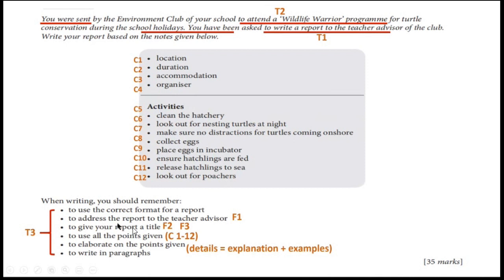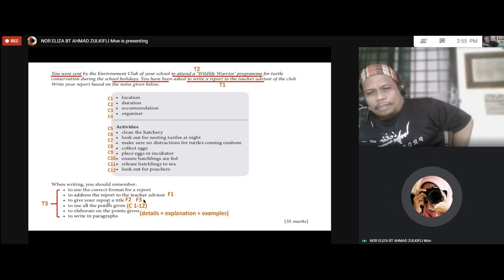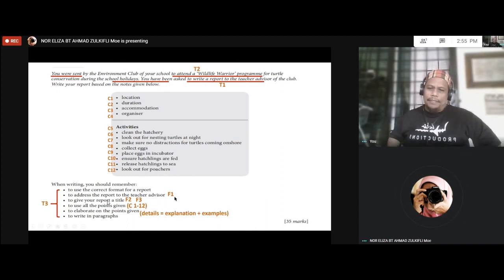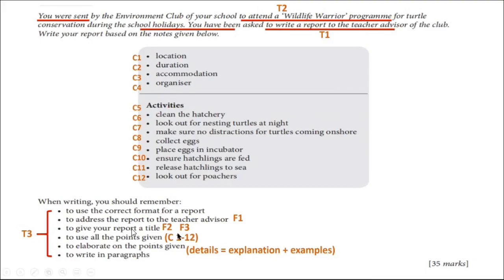Look at this, format number 1: address the report to the teacher advisor is F1. Then you have to give your report a title, which is F2. But this one did not tell you that you're supposed to sign off. In this question, there's no reminder for you to sign off, but you have to remember there is an F3. So don't be hasty. You must remember well the right format for each writing that you have to do. F1 is here, F2, and F3 was not mentioned. F3 is where you have to sign at the bottom of your essay.